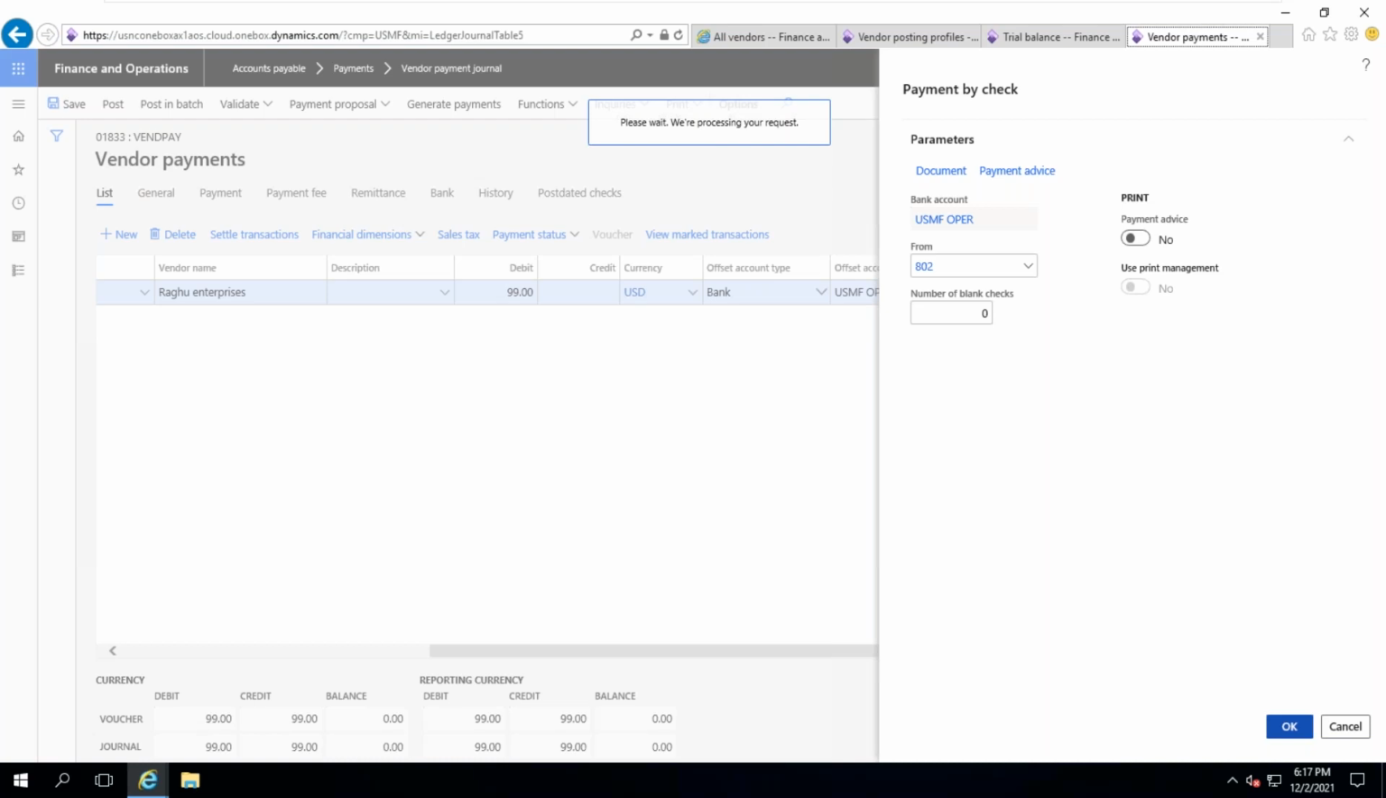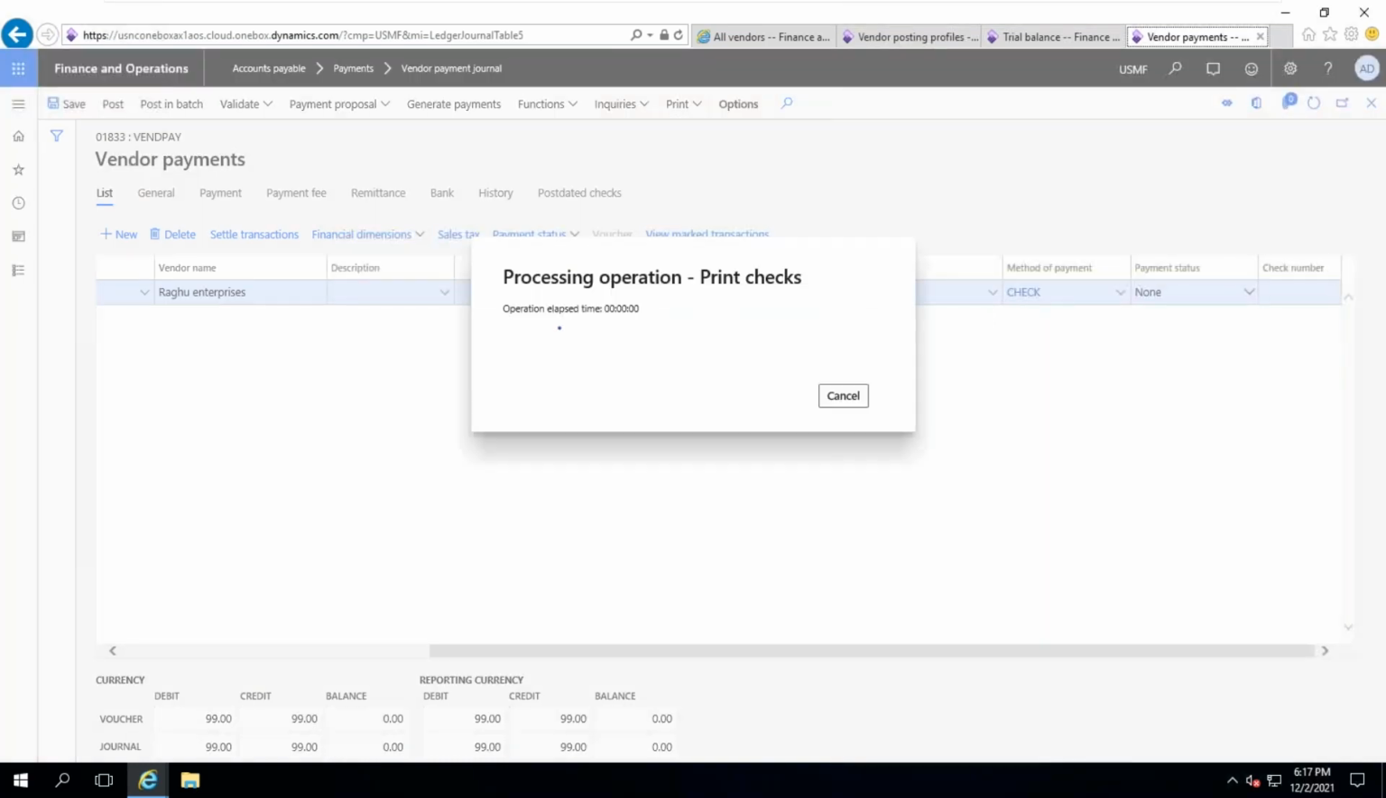Meanwhile, if anyone wants to discuss with me, please unmute. While posting the vendor payment journal, the journal batch number is automatically created. Does it need to be configured by ourselves, or will the system create it automatically?